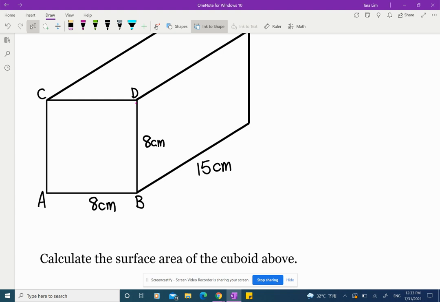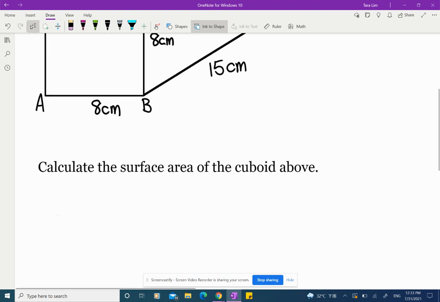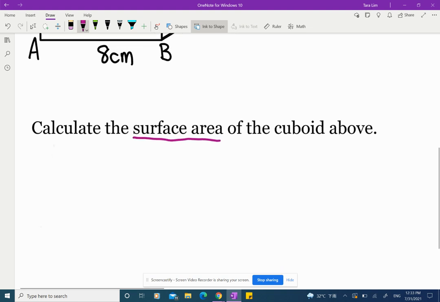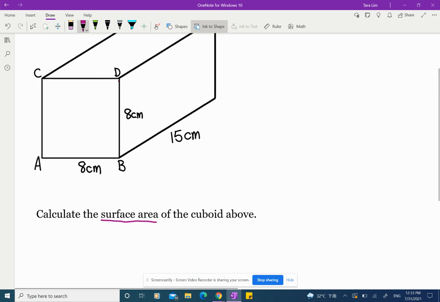Calculate the surface area of the cuboid above. So first of all, I want to know what a surface area is. Surface area and volume are two different things. First of all, volume is to calculate how much space there is.